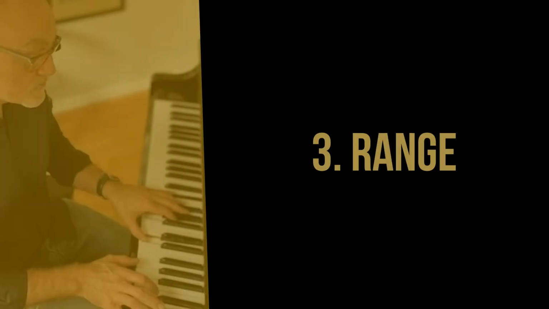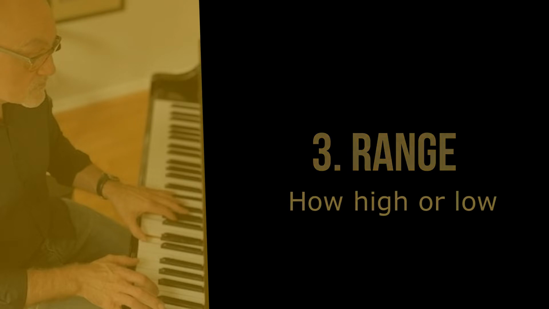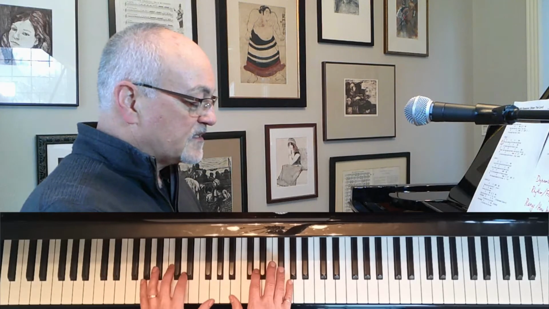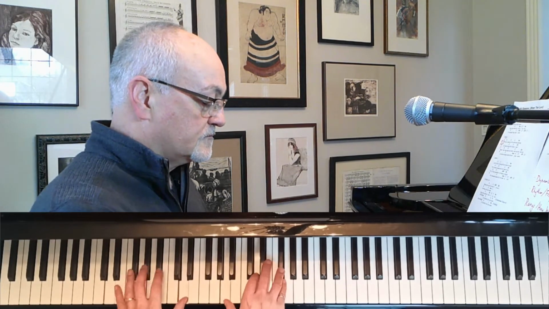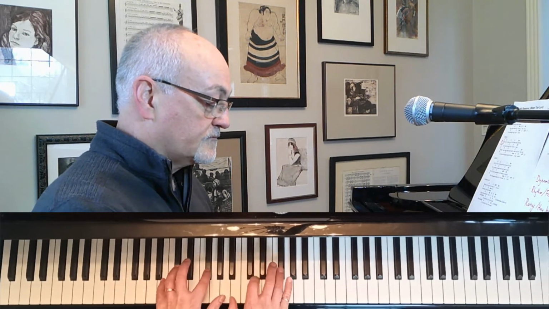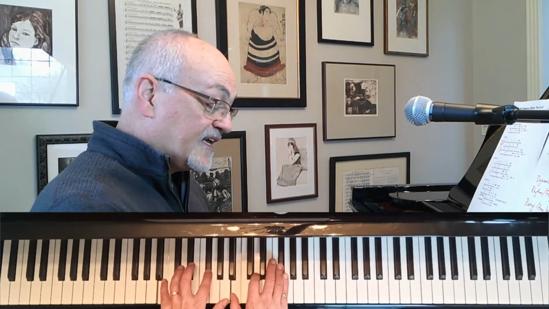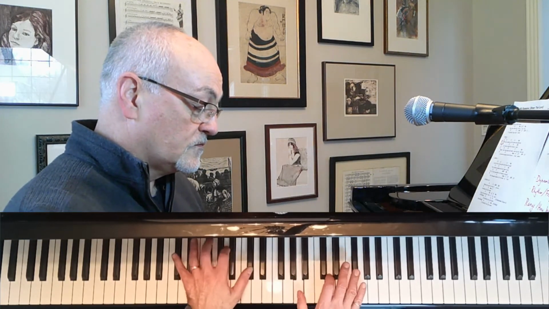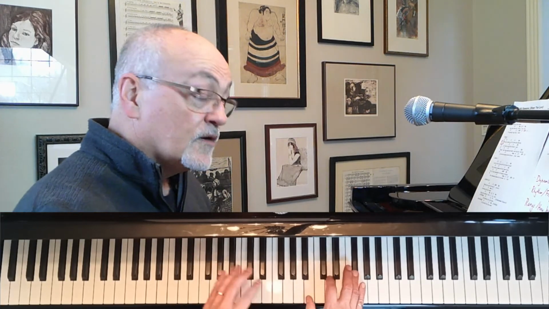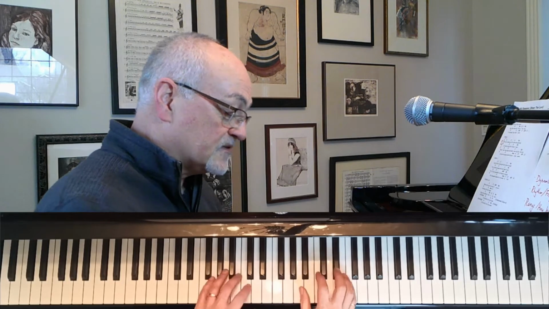And the third element is range. That's basically how high or how low we are on the keyboard. I was playing pretty much in this mid-range in the piano around middle C. But now I'm going to take everything pretty much up an octave. But I'm going to add the other 2 elements, which is the dynamics and the frequency. So now listen.